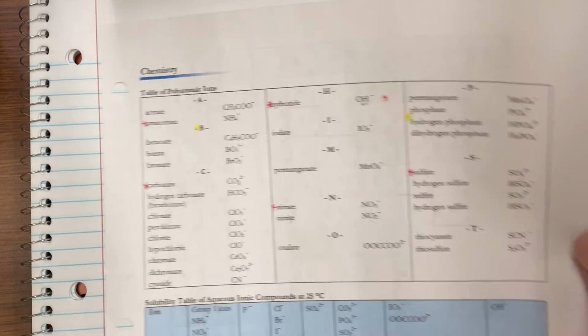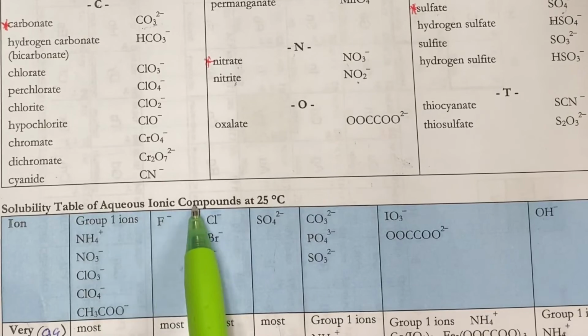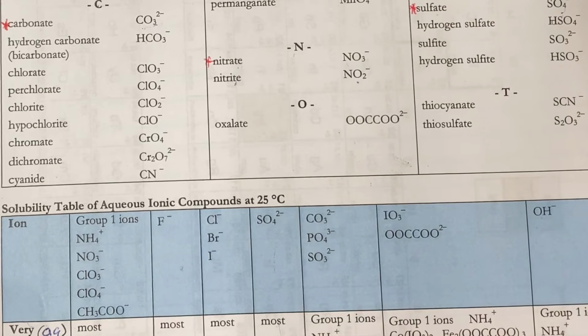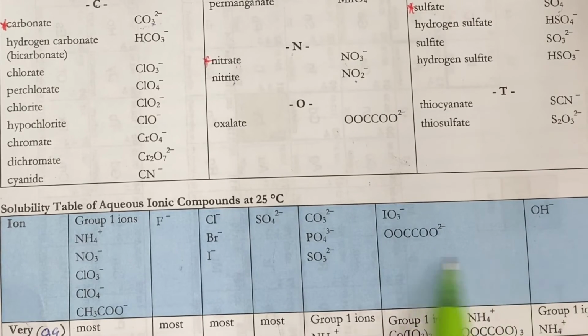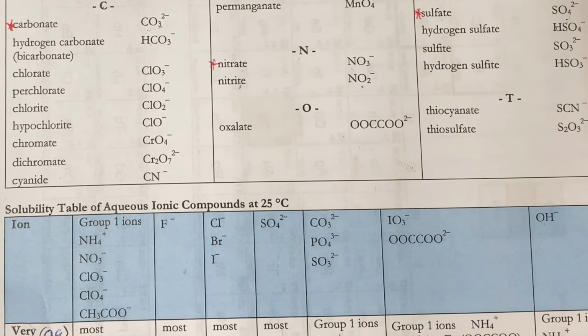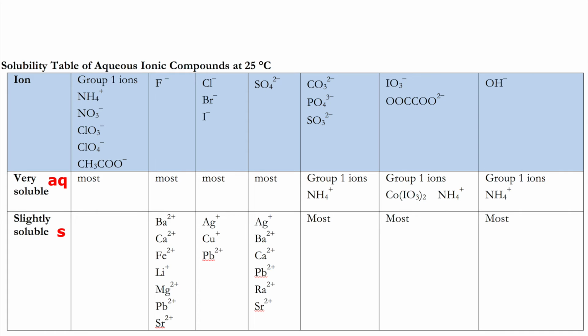Remember, this works only for ionic substances, only ionic, not molecular. Your solubility table. Find the negative ion in the blue row, then look down for the positive ion. Watch out for the word most. If the positive ion you're looking for is not in there, it would come under the word most.